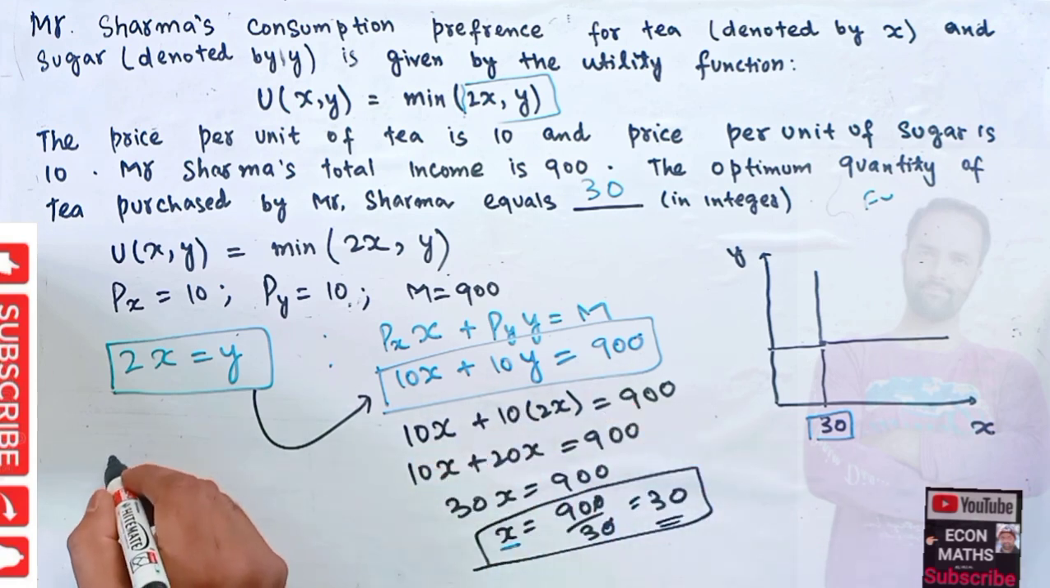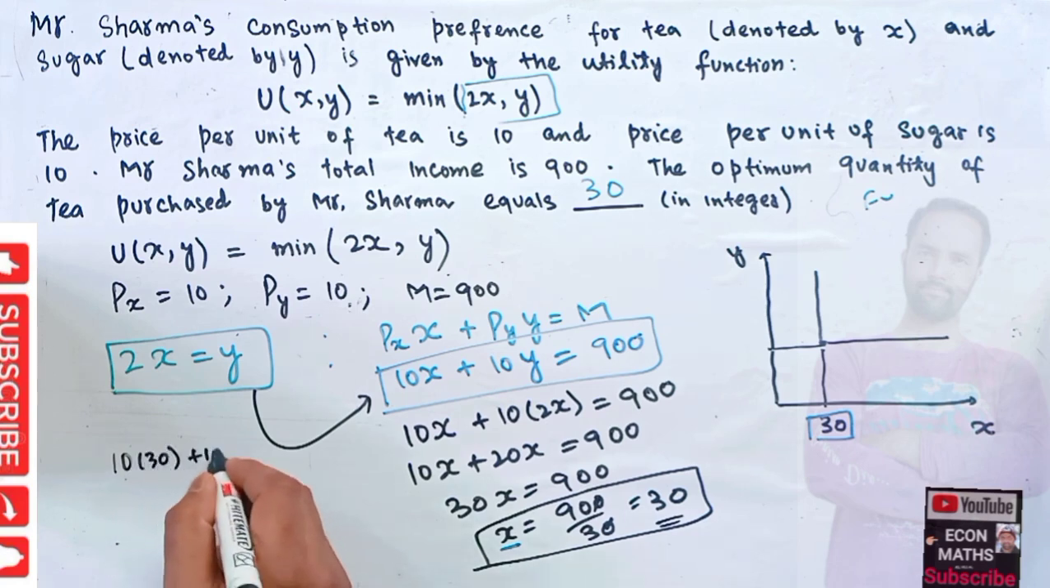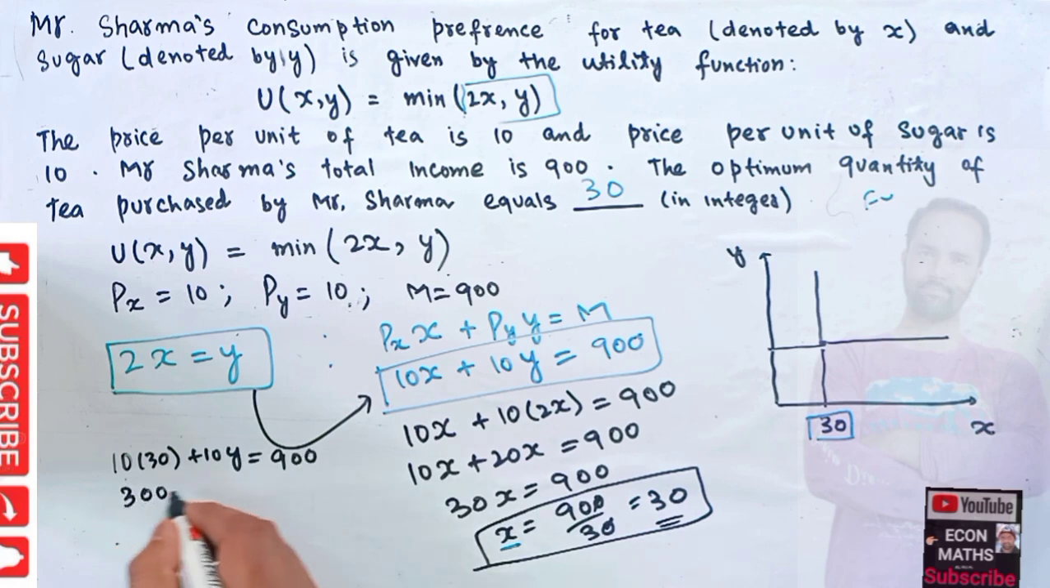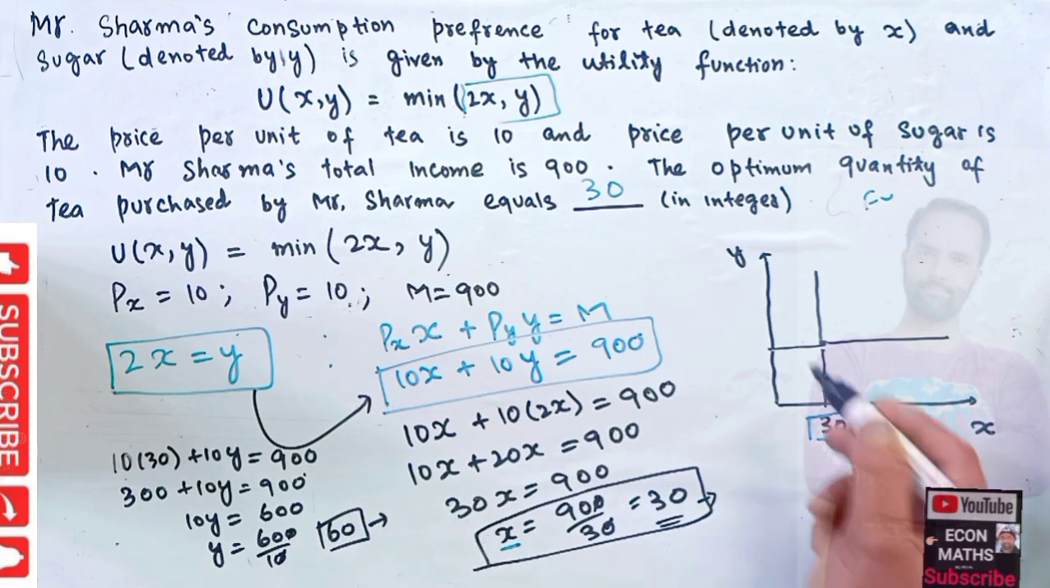So we will also get that, that means 10 into 30 plus 10y is equal to 900, or this is 300 plus 10y is equal to 900. So we have 10y is equal to 600, or y is equal to 600 upon 10, which means y will be equal to 60. That means he will be purchasing 60 units of sugar and 30 units of tea here.